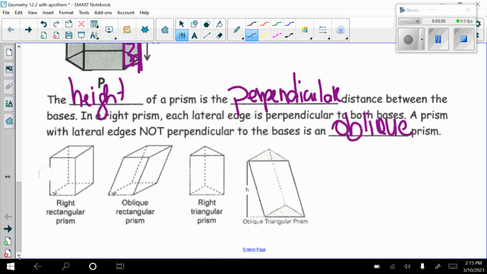And then I just gave you some examples here. So we have a right rectangular prism, so perpendicular. Oblique, you see that the height, this is not perpendicular to the base. A right triangular prism and an oblique. So in an oblique, the height gets dropped on the outside. So here my height would get dropped on the outside.